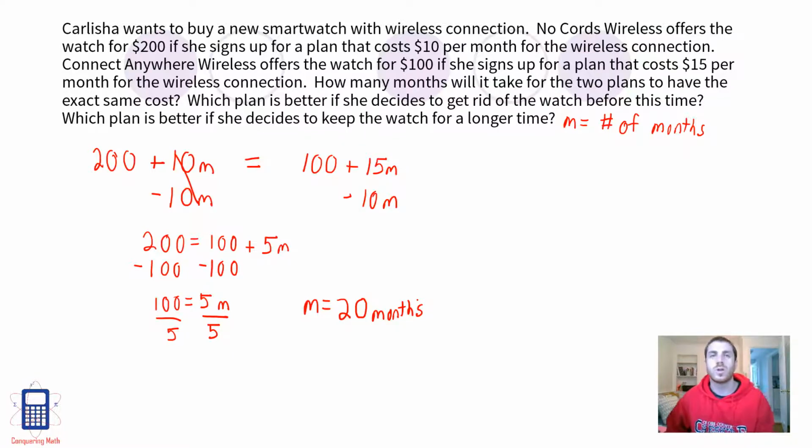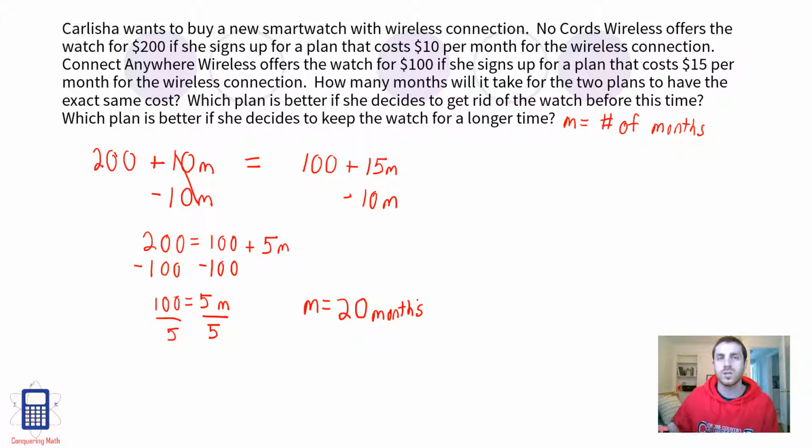Now the second part of the question was to figure out if she's going to keep the watch for a longer or shorter time, which is the better plan. What you could do is pick a number that's less than 20 months and plug it into each and see what the cost is. Then pick a number that's more than 20 months and plug it into each to see what the cost is. But I think we're just going to think about this for a little while. The No Cords Wireless plan is $200 at the start, and the Connect Anywhere Wireless is $100 at the start. So Connect Anywhere has a smaller cost up front, and No Cords has a higher cost up front. But then Connect Anywhere has a higher monthly cost, and No Cords has a lower monthly cost.